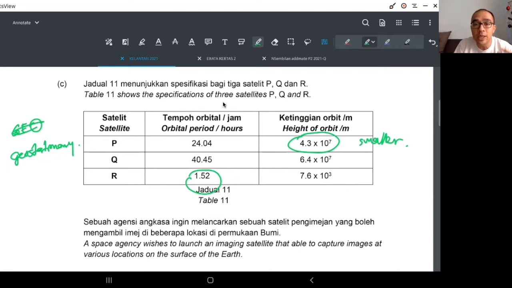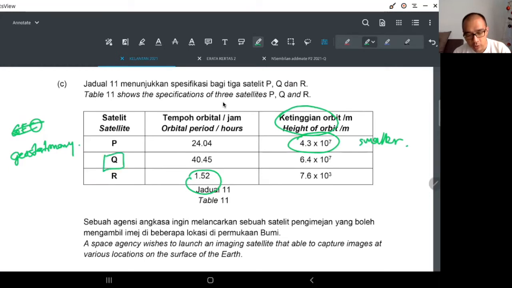But in this case, we cannot choose that one because the height of the orbit is too high for a clearer image. At the same time, we also have to think about the height of the orbit. 4.3 is very nice. It's very low and good enough to take clearer pictures. But the orbital period is the same as the Earth, which cannot be.